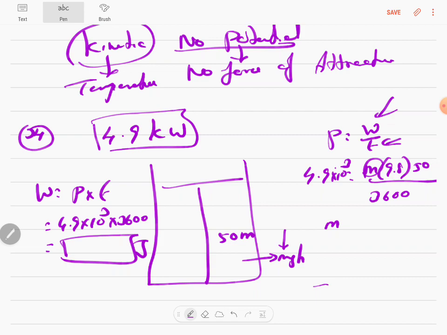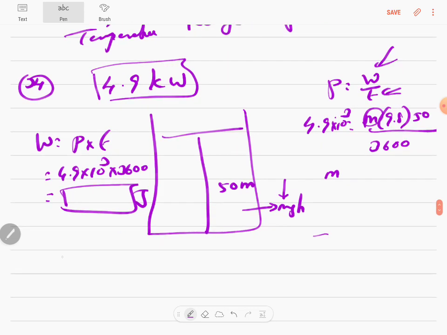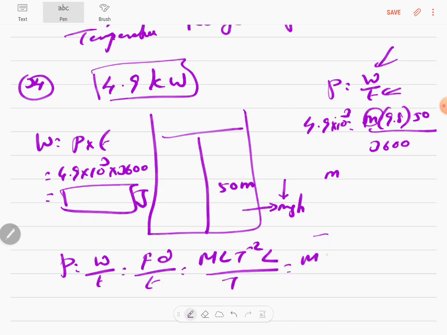Give the dimensions of power. Power is work done by time, which is force into displacement by time, which is M L T to the power minus 2 into L by T, which is M L squared T to the power minus 3. That will be the dimensions of power. That answers B. This answers A.